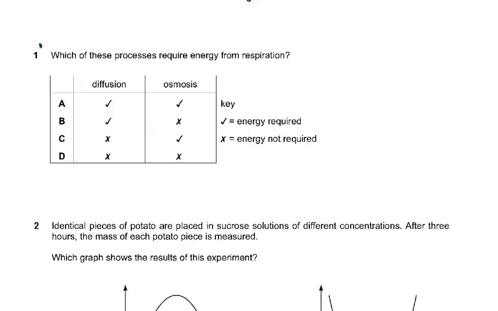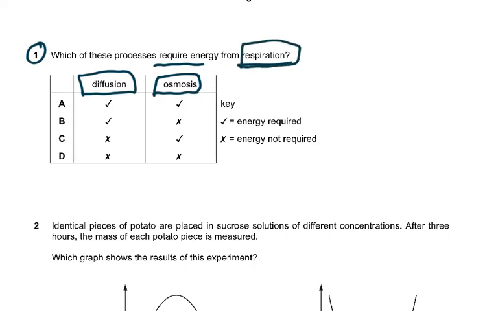Now as we start question 1, discussion of question 1: which of these processes require energy from respiration? Now the two processes are diffusion and osmosis. None of these require energy from respiration. Diffusion does require energy, the kinetic energy of molecules, but that is not from respiration. Respiration is the release of energy, a process taking place in all living organisms. So in a way, diffusion does require energy, but not the energy from aerobic respiration. That is why the answer is D, that no energy is required from respiration in diffusion and osmosis.